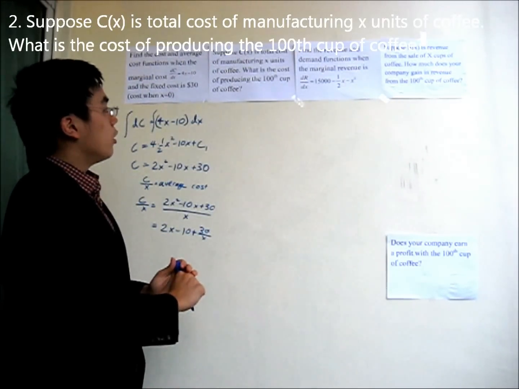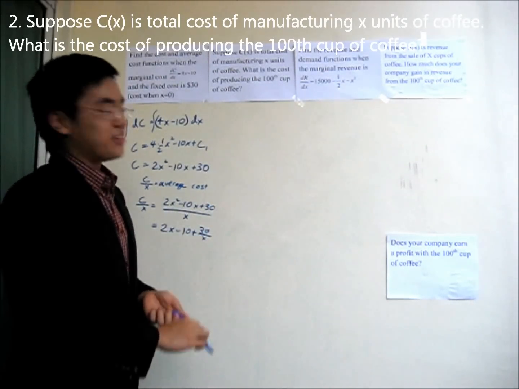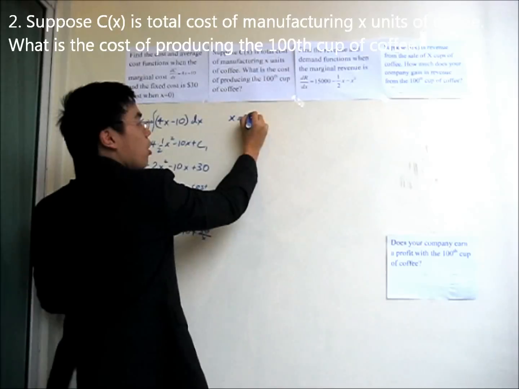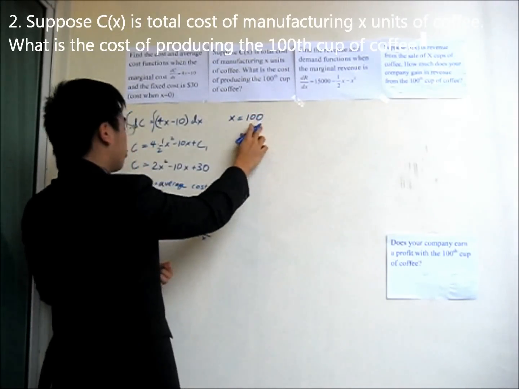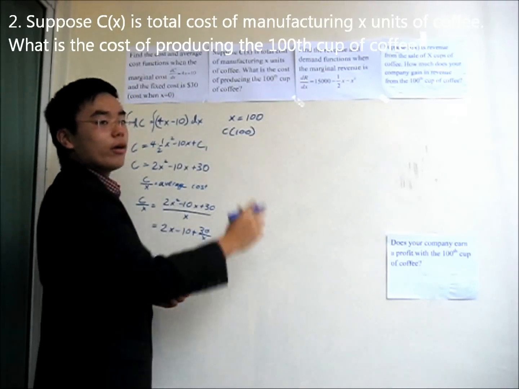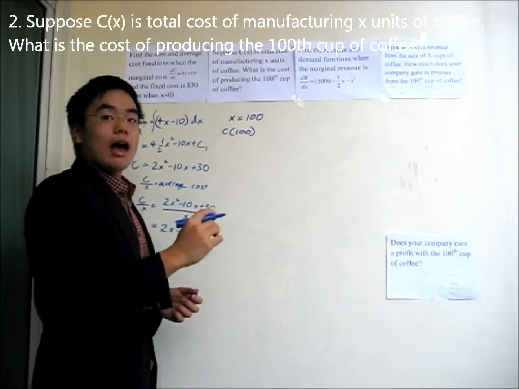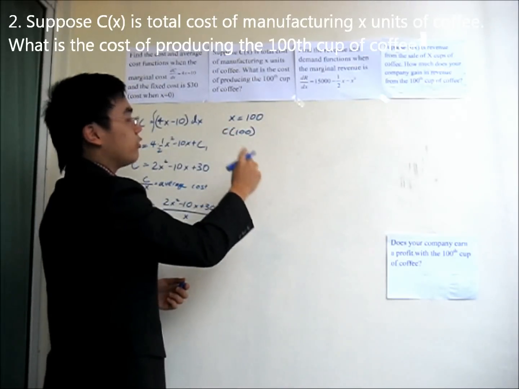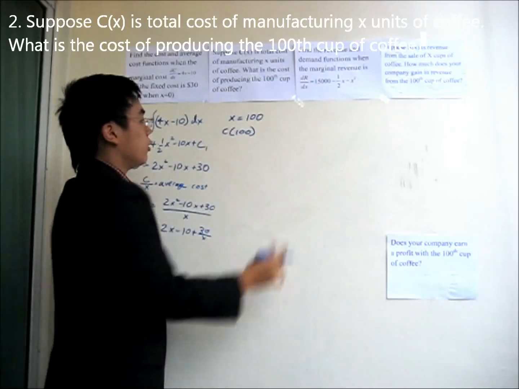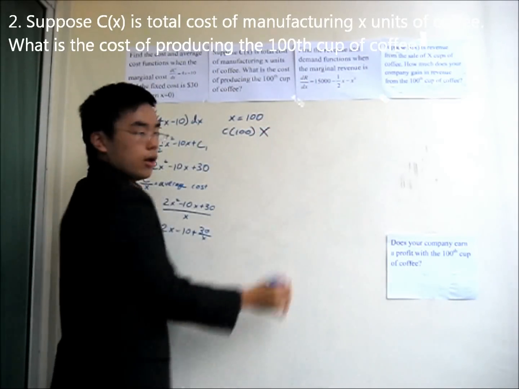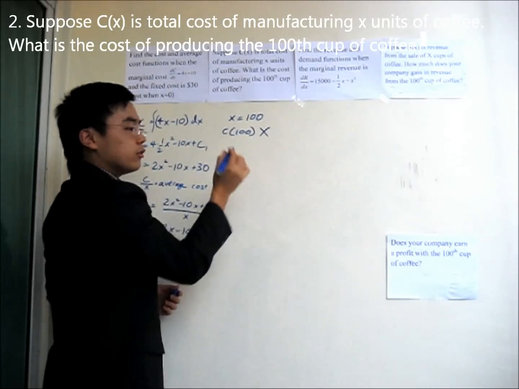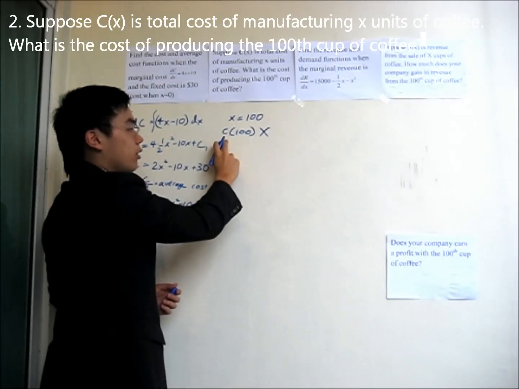Moving on. Now, the common student mistake here would be to just find X equal to 100 in the function of C of 100. But that's not what the question is asking for. It's asking for the cost of producing the 100th cup, not all 100 cups. So this is wrong.